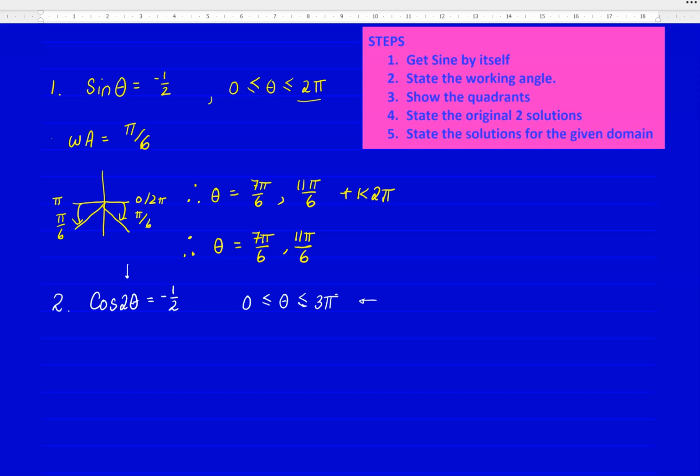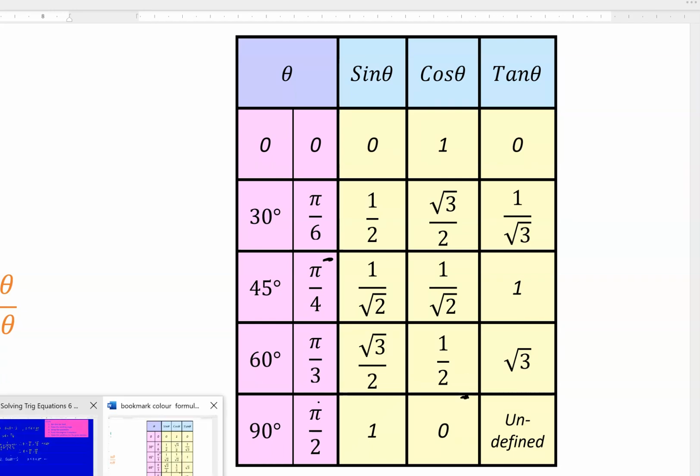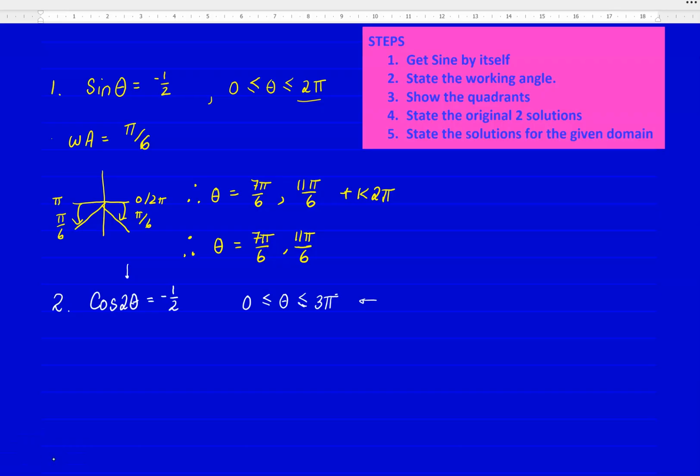Anyway, we do the same thing. We get our working angle. So again, if you have forgotten, we want cos. When is cos a half? So that's pi on 3. Okay, we're looking over here. Cos pi on 3, beautiful. So come back, we say our working angle is pi on 3. Okay, we're negative again, but this time it's negative for cosine.